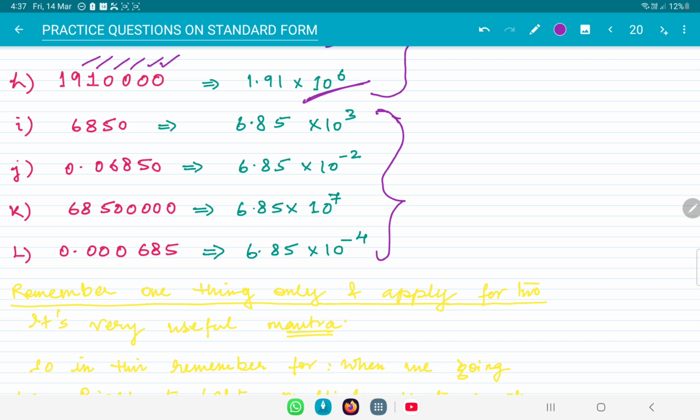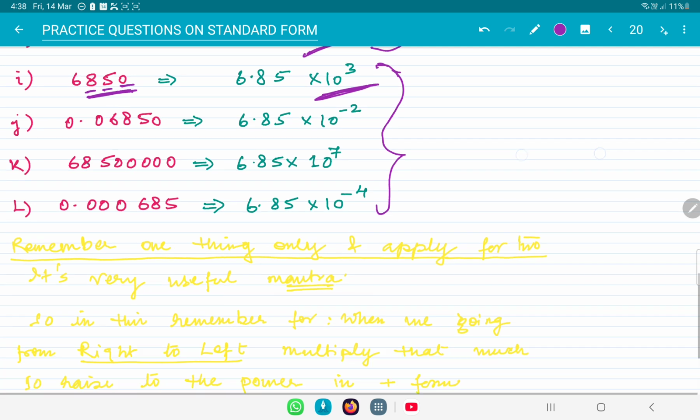Next question is 6850. As we know, our decimal will come after the first digit. How many steps? 1, 2, 3. You can see steps means how many digits there are before reaching the first digit. So here are 3 digits. Since we are moving from right to left, the power of 10 will be positive. So 6.85 into 10 raised to the power 3.